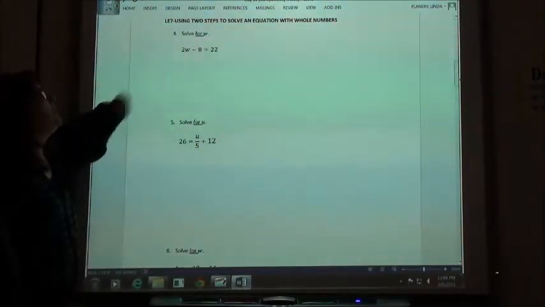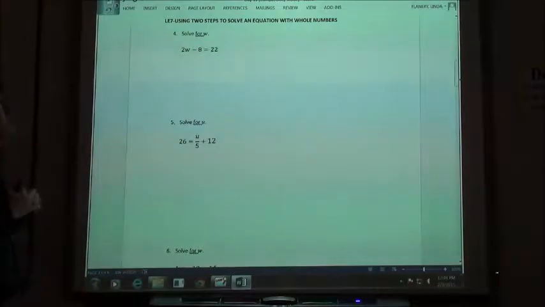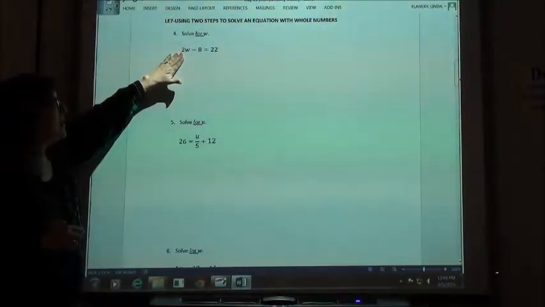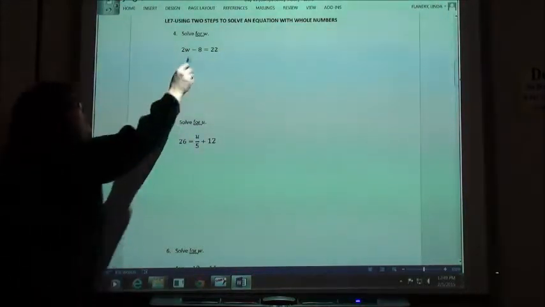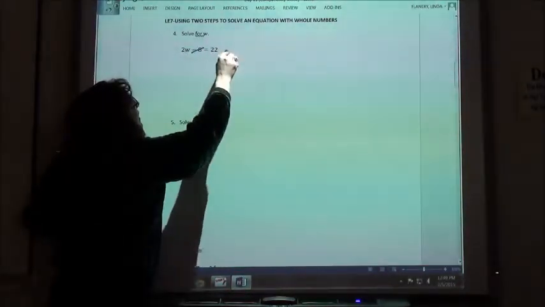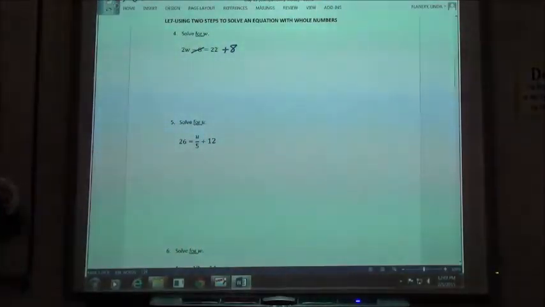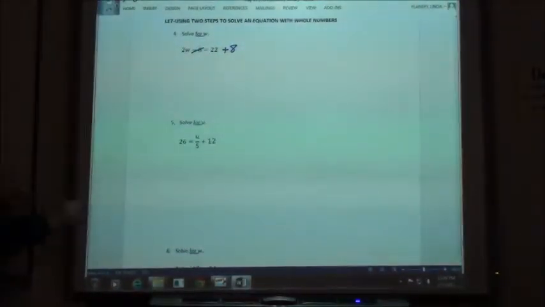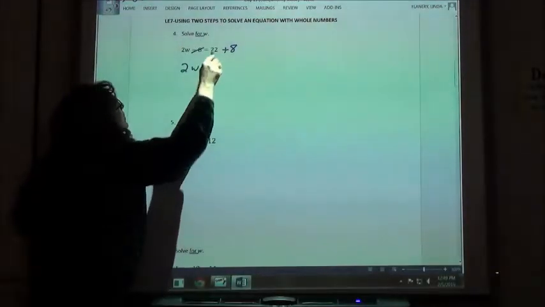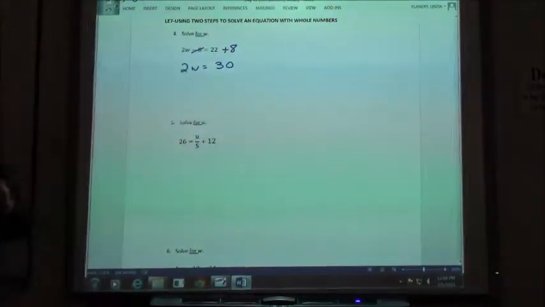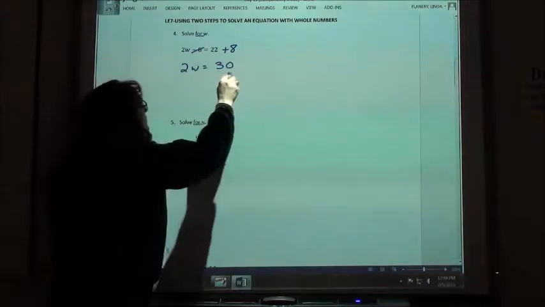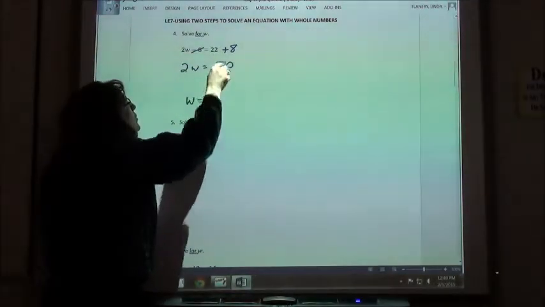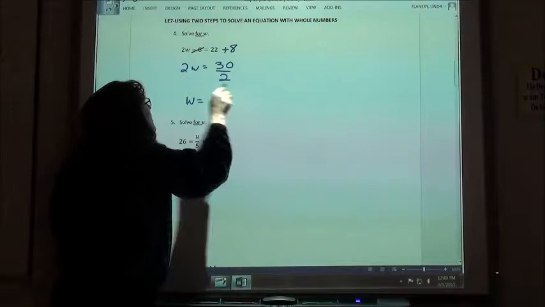Here, we're solving for W. These are two-step equations. When you're going to solve for W, you want to get the W by itself. So the first thing you're going to do is move it so the numbers are together. So this is a -8. When I move it to the other side, I'm going to make it a +8. So now, 2W equals 22 plus 8, which is 30. Now I'm going to get rid of my coefficient, so I'm going to divide by the 2. W equals 30 divided by 2, which is 15.